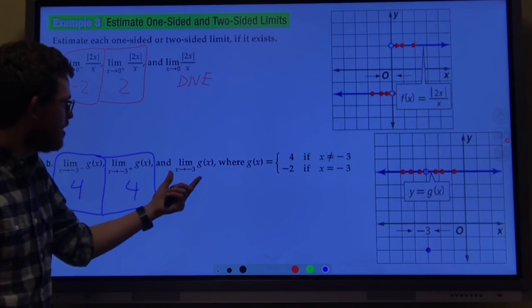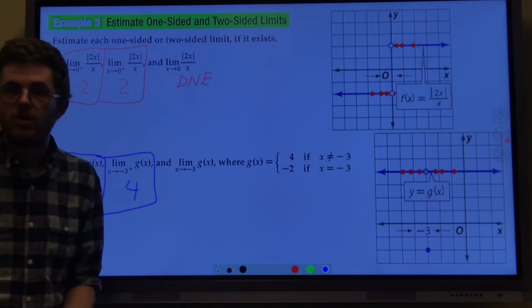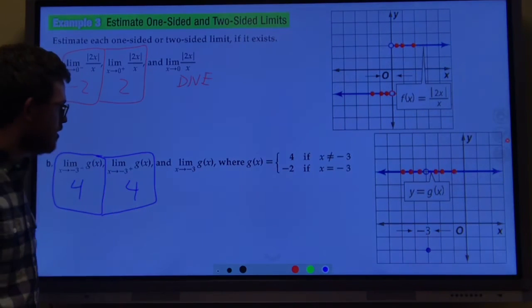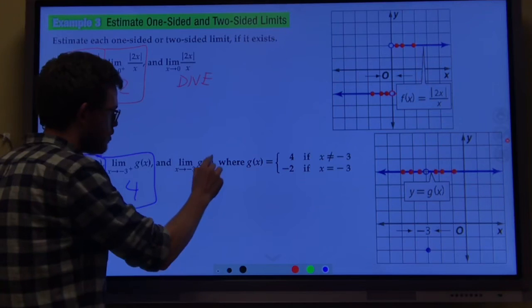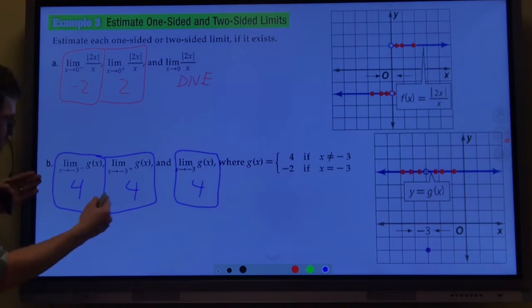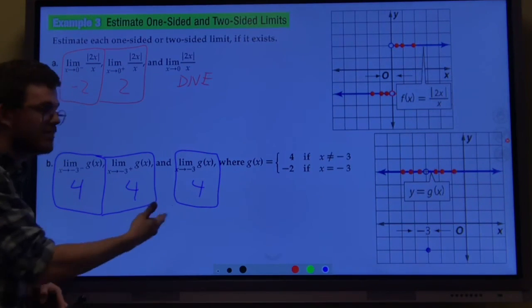So what is our limit as x approaches -3? Talking about the two-sided limit here, it approaches 4. They're approaching the same thing from both sides, so the limit does exist. The limit is 4.